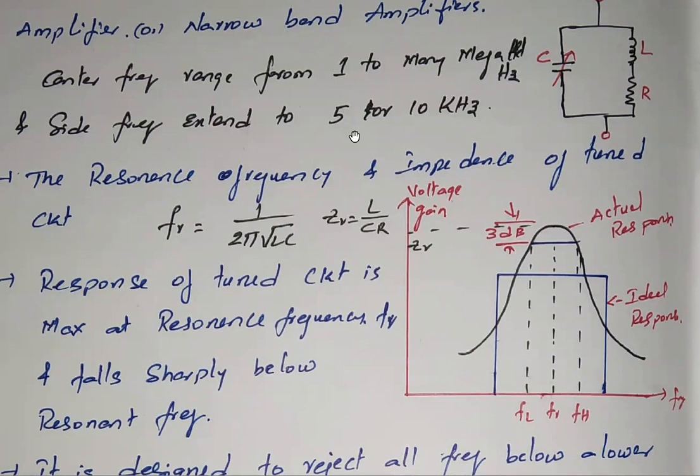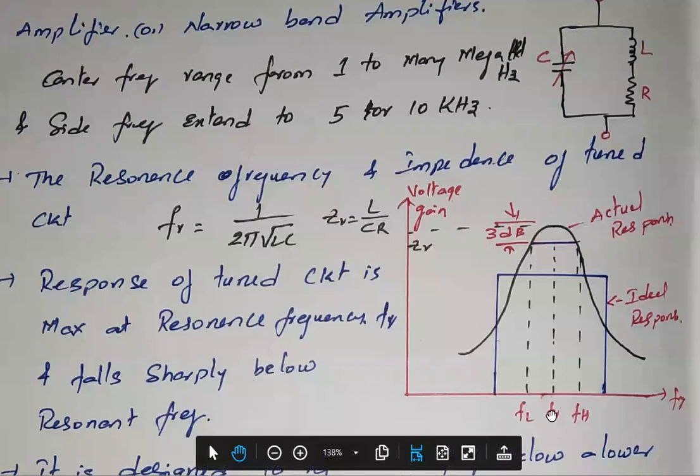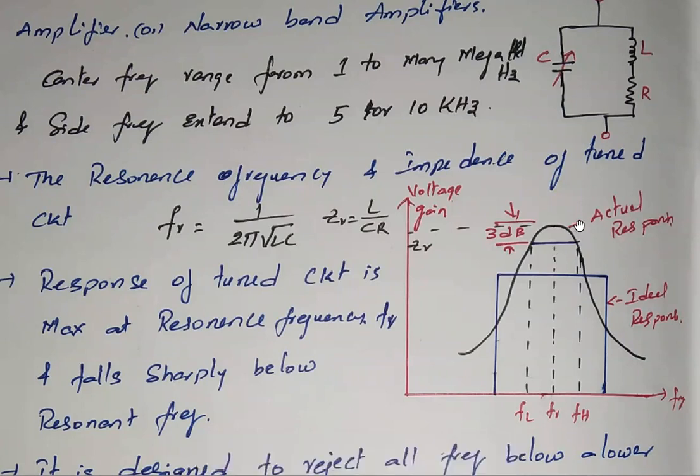The center frequency generally varies from 1 to megahertz. Whatever the frequency we indicate here, FR will range with 20 megahertz, 30 megahertz, 40 megahertz, or 1 megahertz, 2 megahertz, like this. Okay, the center frequency point. But when we verify the lower cutoff frequency and higher cutoff frequency, it is varying within plus or minus 10 kilohertz from the center frequency.